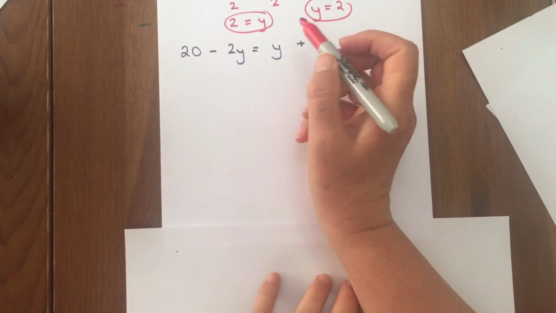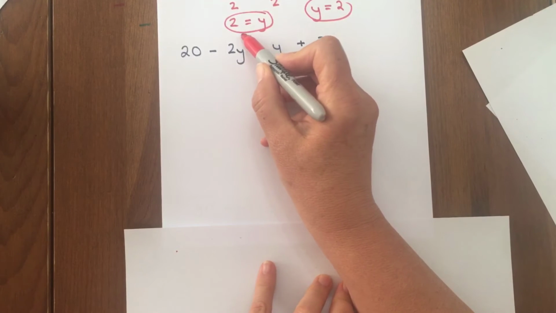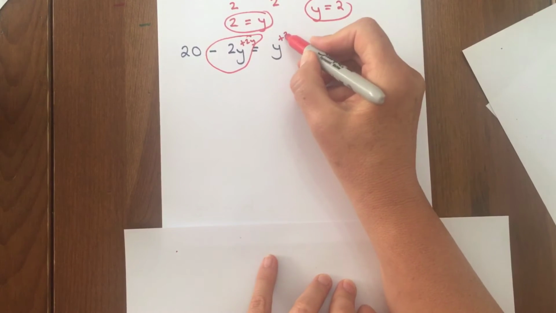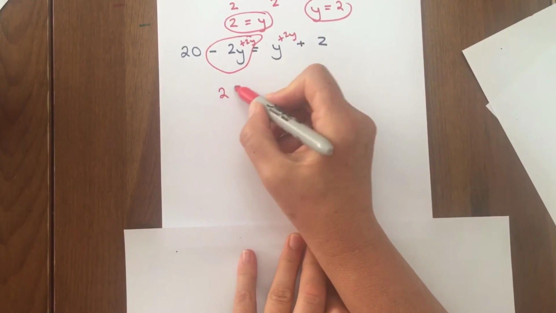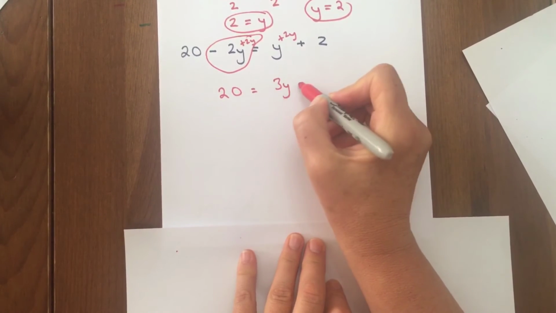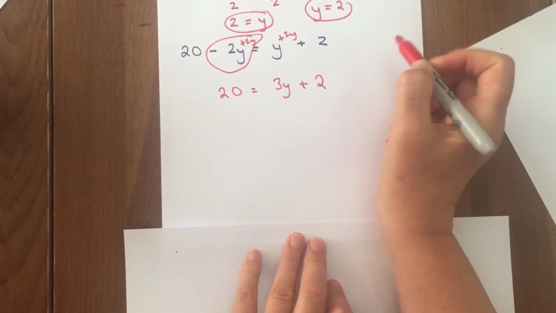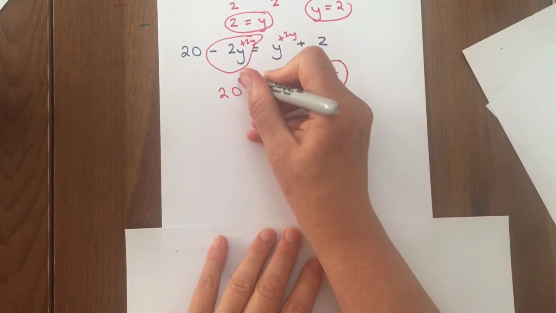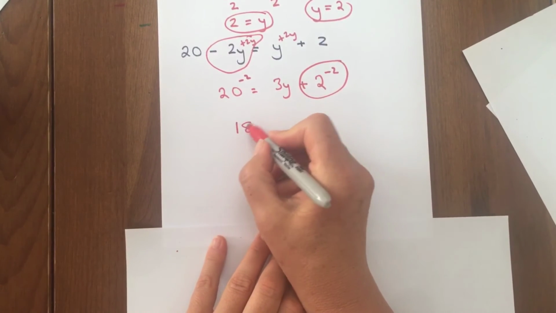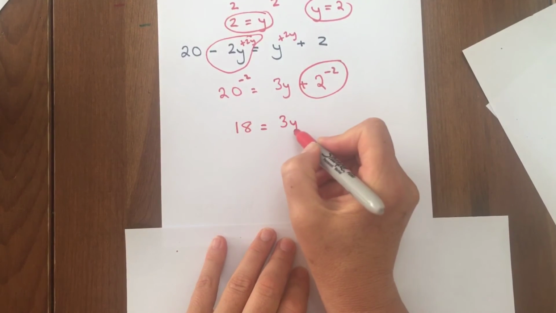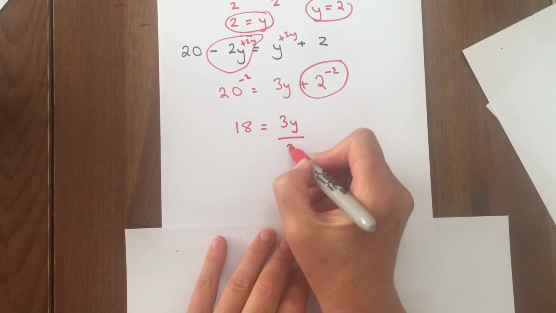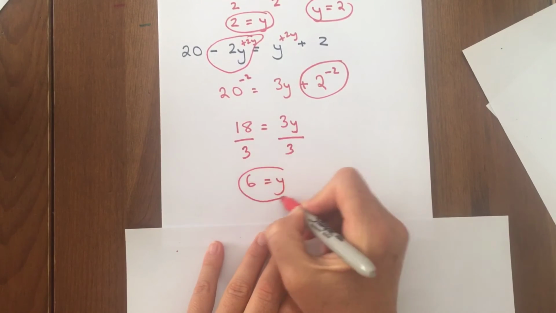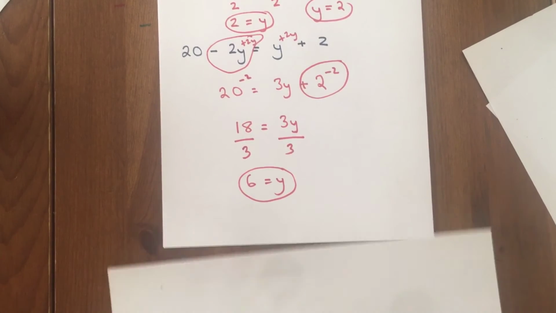Right, I'm going to do the opposite of taking away 2y, which is to add 2y. So I'm adding 2y to both sides. So 20 equals 3y plus 2. Now I'm going to do the opposite of adding 2, which is to take away 2 from both sides. So 18 equals 3y. Now the opposite of timesing by 3 is to divide by 3. So 6 equals y, or y equals 6.